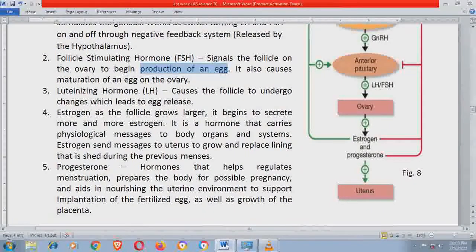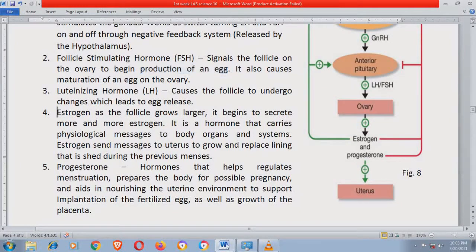Estrogen, as the follicle grows larger, it begins to secrete more and more estrogen. It is a hormone that carries physiological messages to the body, to body organs and systems. Estrogen sends messages to the uterus to grow and replace the lining that is shed during the previous menses.